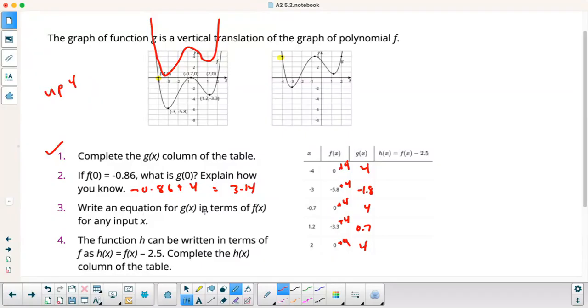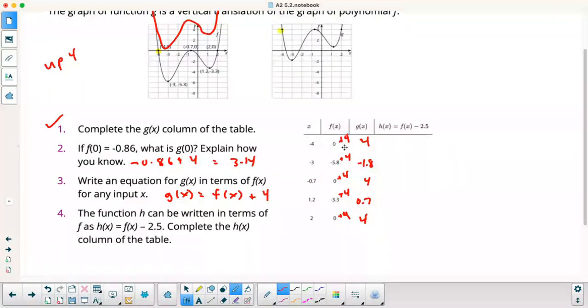Write an equation for g of x in terms of f of x for any input. Okay, so g of x is going to be your f of x function plus 4. So h is over here. H is equal to f of x minus 2.5. So that's going to go down 2.5.